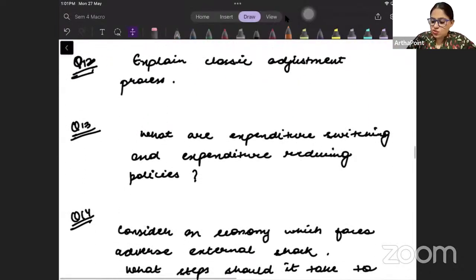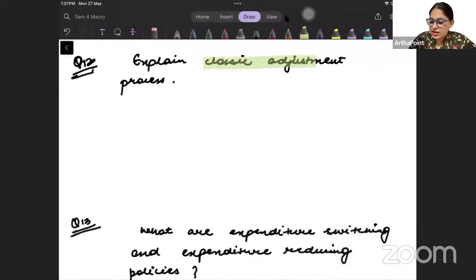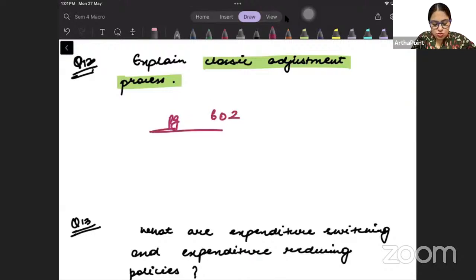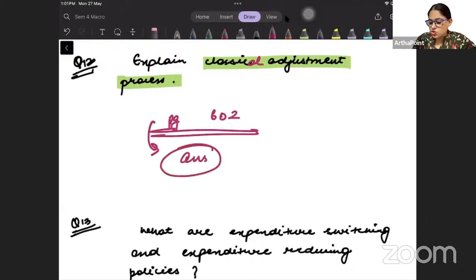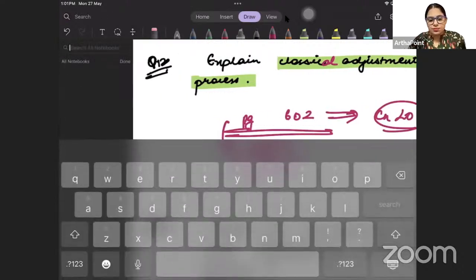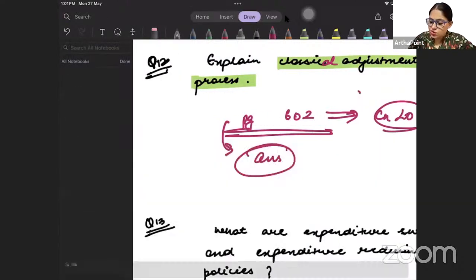Okay, beta, come to the next question. It says, explain the classical adjustment process. This question is again from page 602. Go towards the last of the page and you will get the answer to this question. Page 602, chapter number 20.